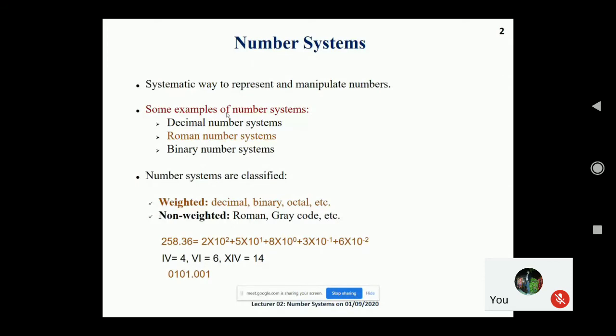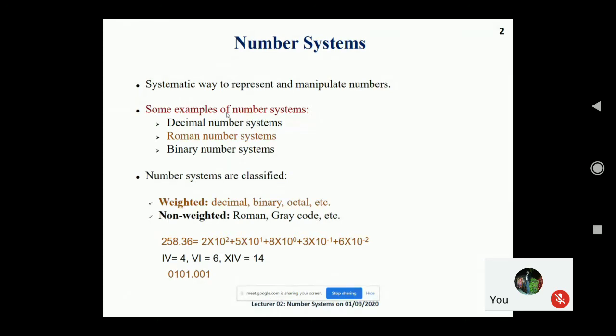Okay. Apart from that, there are different types of numbering systems: hexadecimal, octal. Coded numbers also exist: BCD, binary coded decimal, gray code, excess-3. That part we will discuss later, one by one. For the time being, I am using only three numbering systems: decimal number system, Roman number system, binary number system.